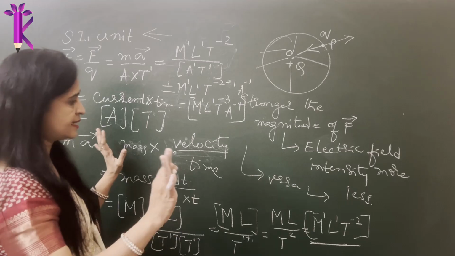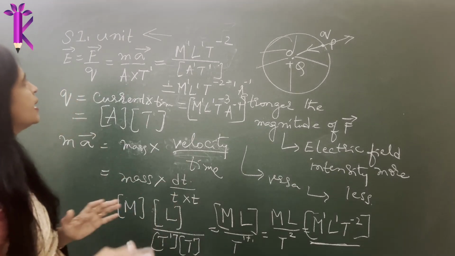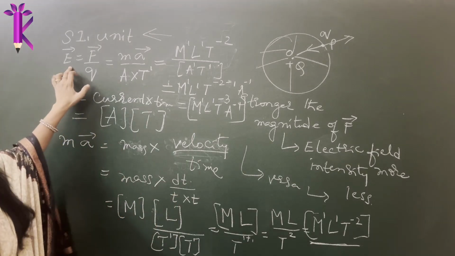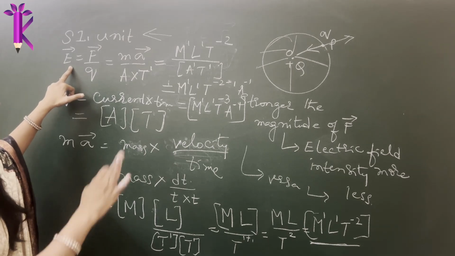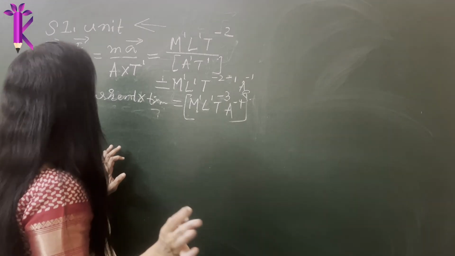I hope that part is clear. Now, can we apply Coulomb's law and find out the expression for electric field? Yes, we can. We'll erase this part and do it. So now let's write the dimensions.